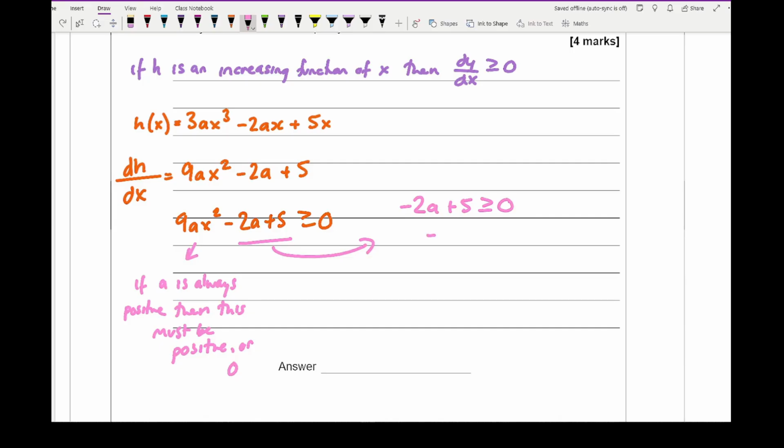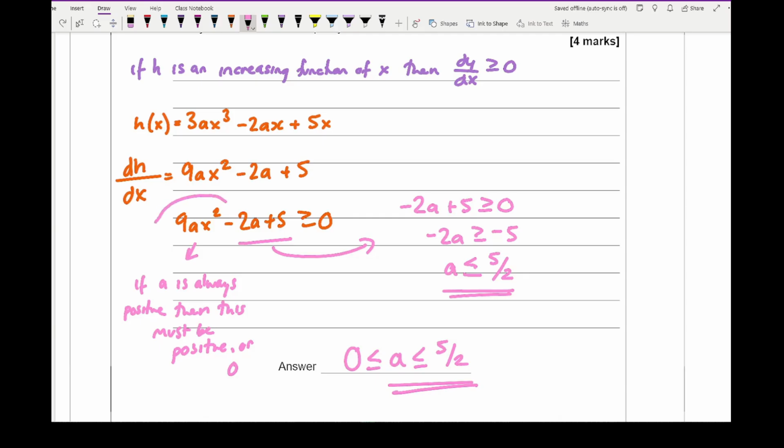Now solving this, we take the 5 over to the other side, so that becomes minus 5, and because we're dividing by a negative number, we need to flip the inequality, and a becomes 5 over 2, and that there is one of the answers. So in terms of the range of the possible values of a, it's going to be between 0 and 5/2. Because the smallest this can be is going to be 0 for all values of x, because a is a positive integer.